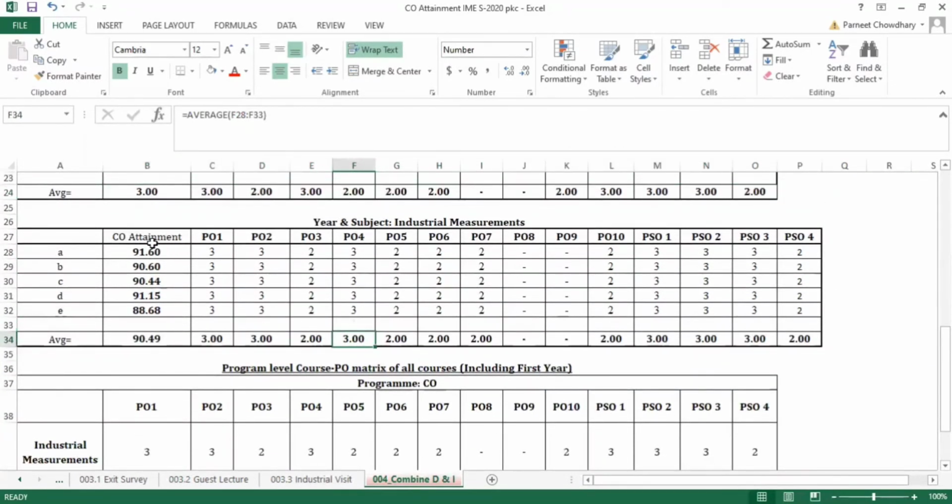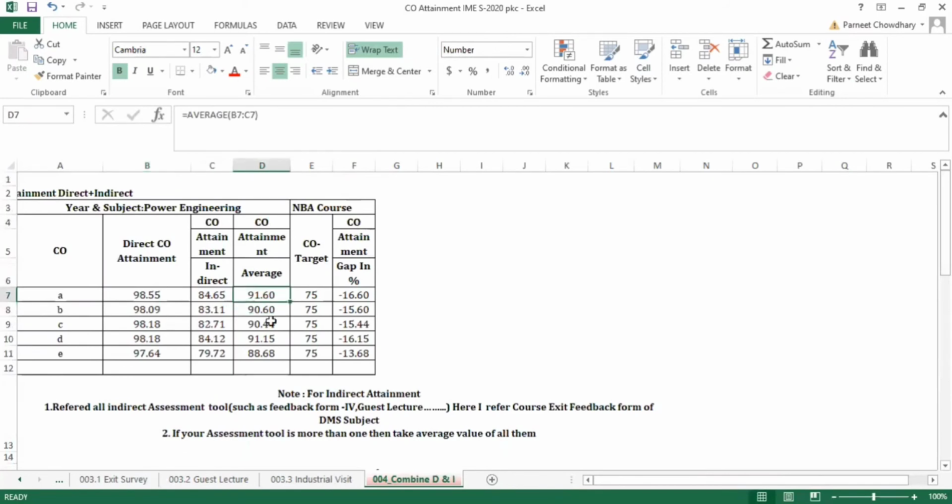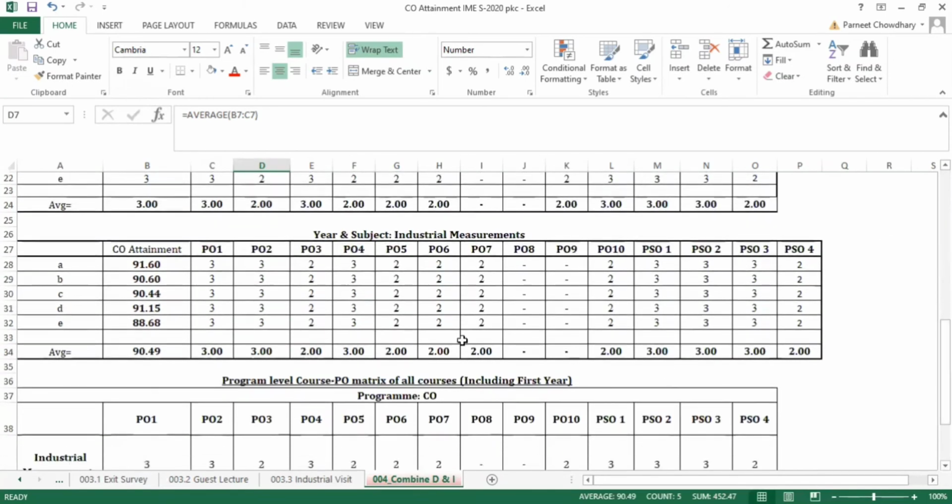After this, now here we have the CO attainment. Now where is this CO attainment coming from? From this very sheet here. After direct and indirect, we have taken average of them. So these 5 values are coming over here. So again, you don't have to enter. It will be dragged by formula.